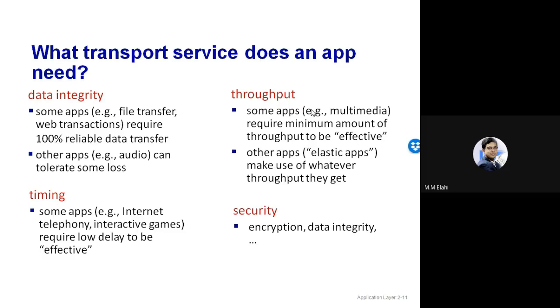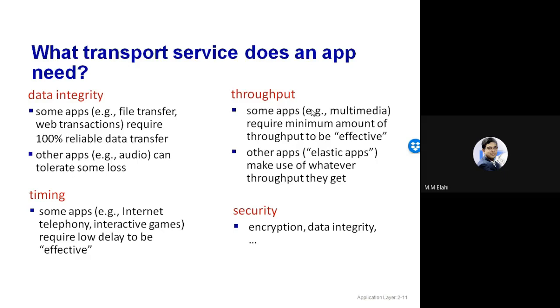Okay, so first one is data integrity or data loss. For example, when you download a file, no data loss is tolerable, right? If some bytes are missing, that is a problem. So that is data integrity. Then for some applications like audio, multimedia, some loss is tolerable, but no delay is tolerable. Timing must be strict, like internet telephone, interactive games.